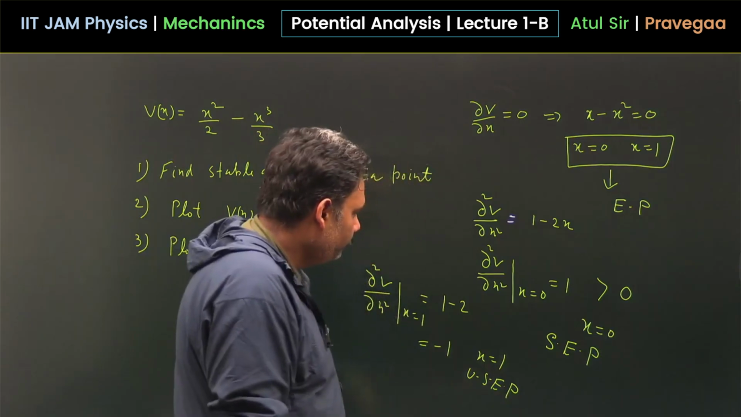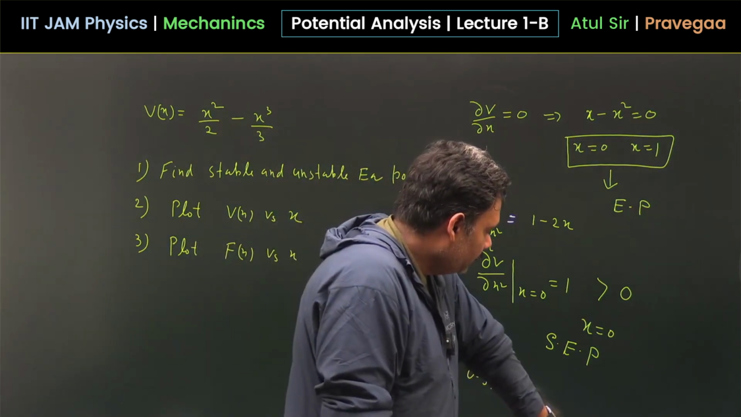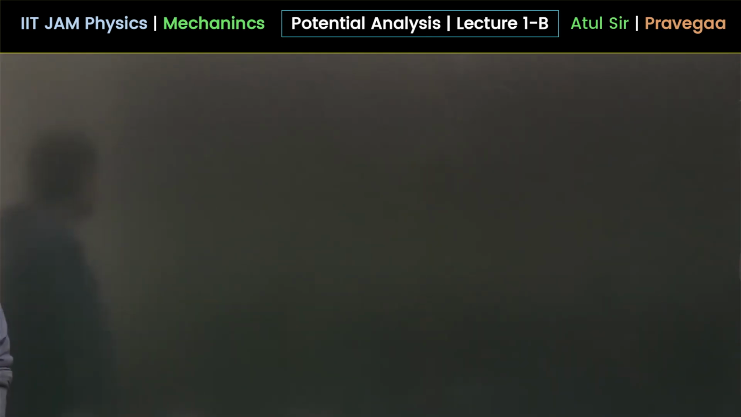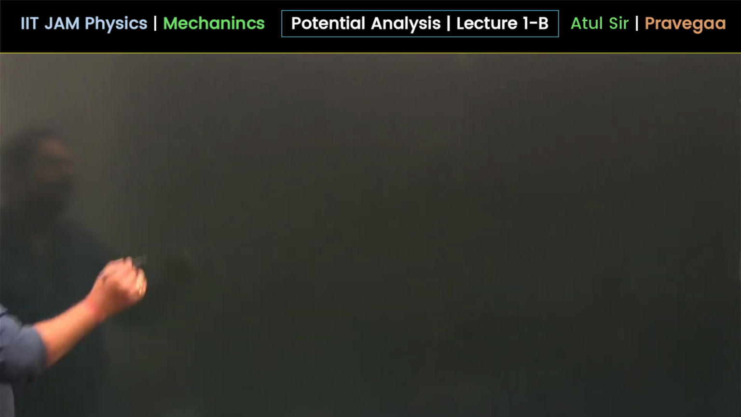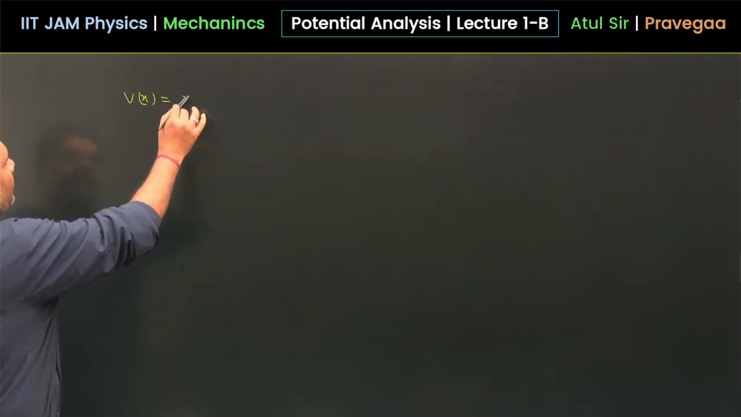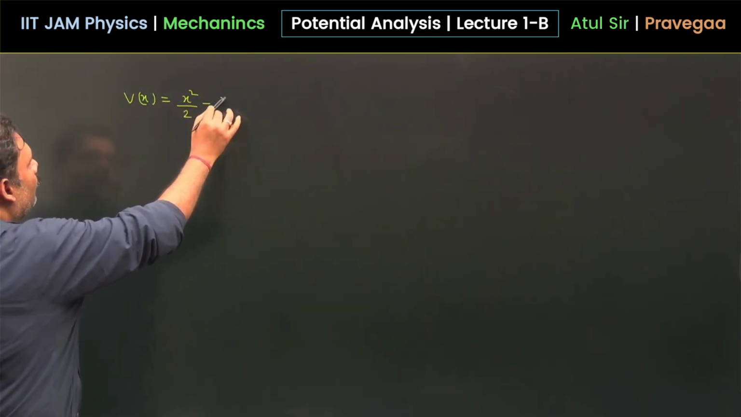चलो, let's try to go for plotting of this curve. जब आप plot कर रहे हो कर्व को तो आपको सारी चीजें ध्यान में रखना है. क्या क्या पॉइंट ध्यान में रखोगे वो देखते हैं. ठीक है? So first is you have what is your Vx, that is your x square by 2 minus x cube by 3.